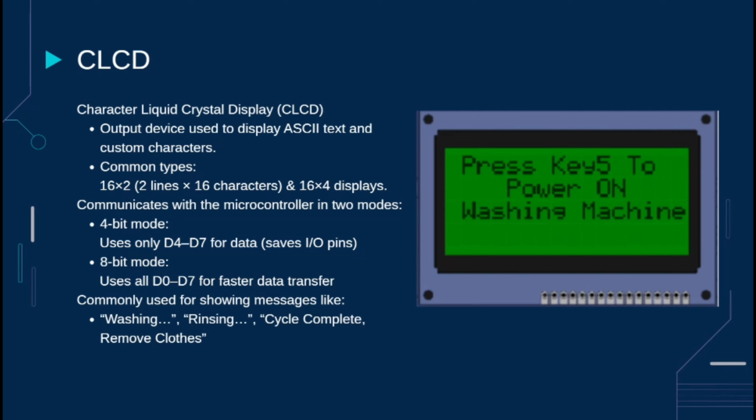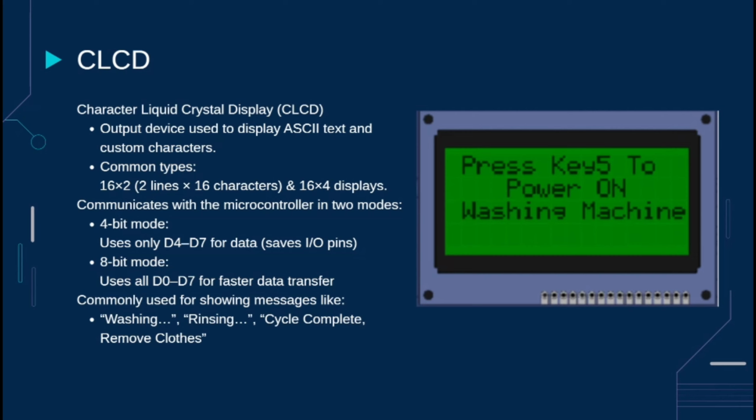Now, this CLCD communicates with the microcontroller in two modes. So, the first one is the 4-bit mode and the other is the 8-bit mode. In 4-bit mode, it saves pins by using only the higher 4 data lines, whereas in 8-bit mode, more input-output lines are used, but it transfers the data faster.